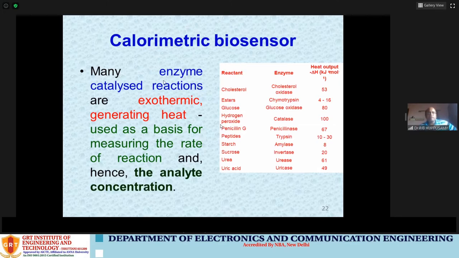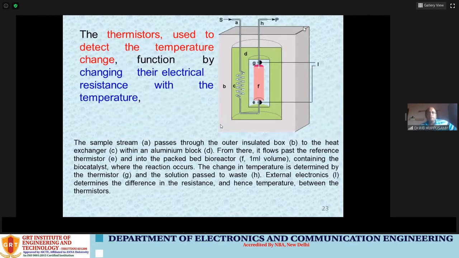Now take an example of a calorimetric biosensor, which is called a thermistor, used to detect temperature change. It functions by the change in electrical resistance with the temperature. The sample stream passes through the insulator box, and at each stage there is the corresponding heat. In the final stage, an external electronic device determines the difference in resistance, and hence the temperature, between the thermistors. So this is called a thermistor. It can be used as a thermistor-based sensor. A thermistor operates based on the resistance property.